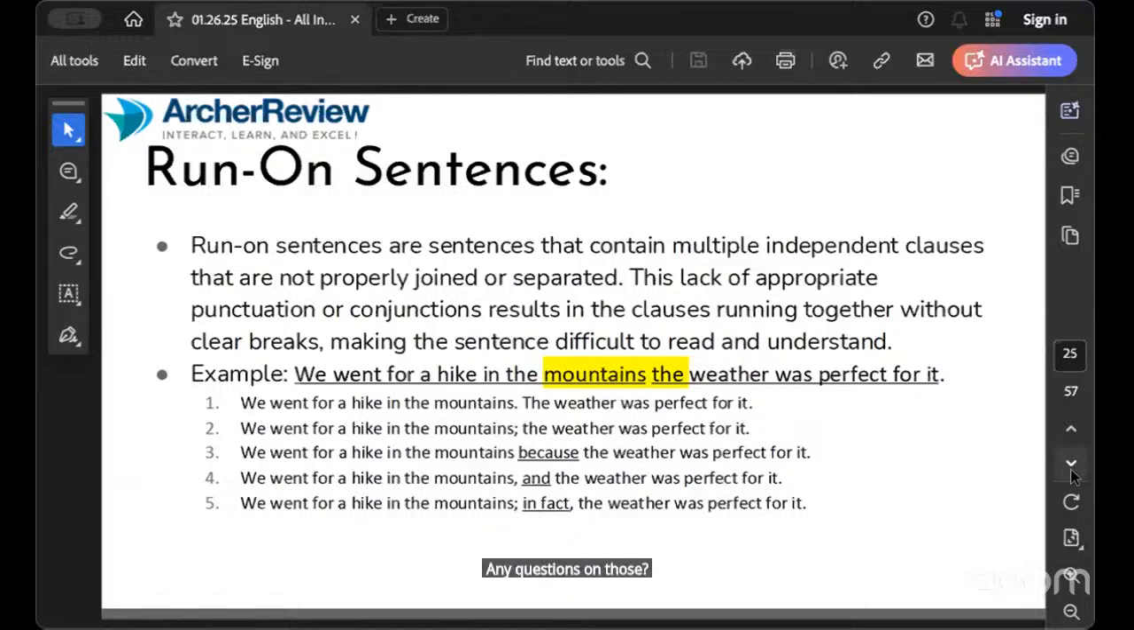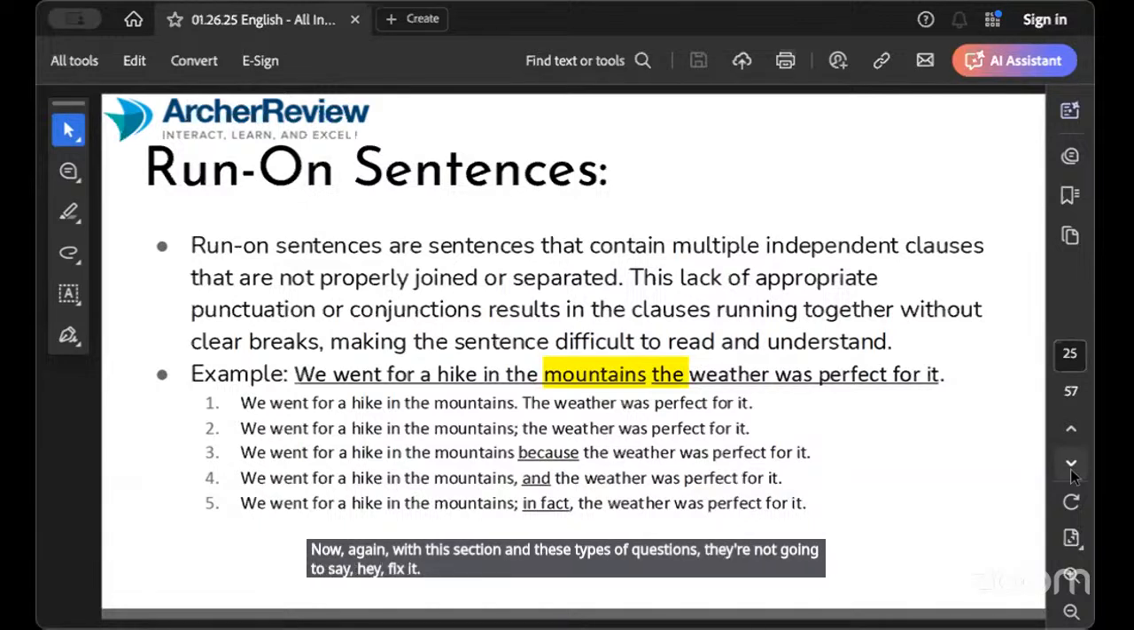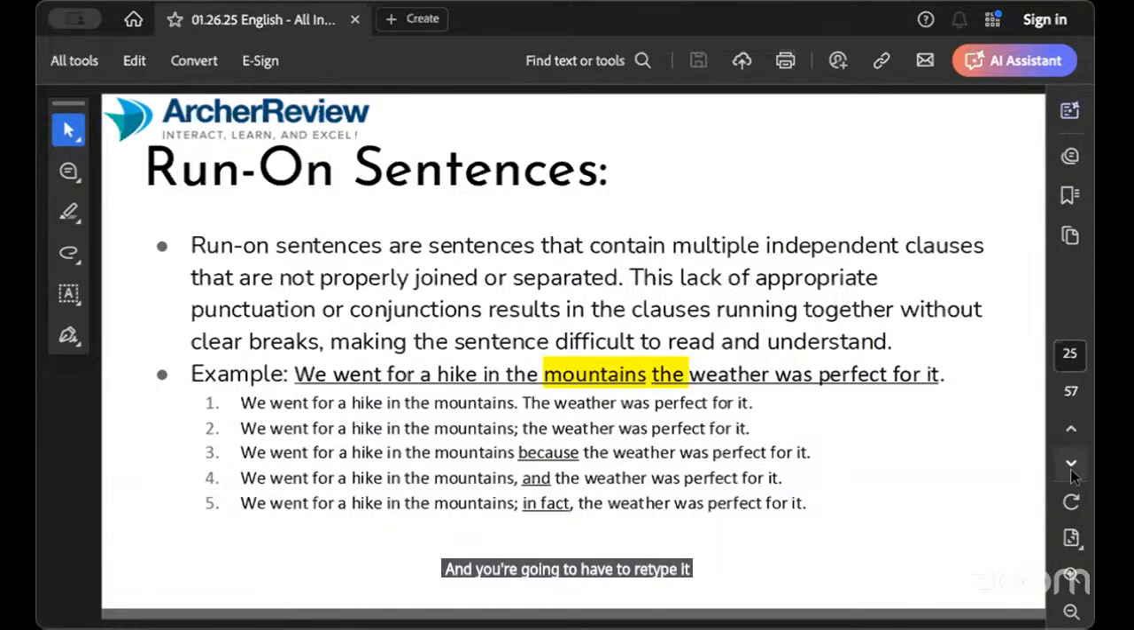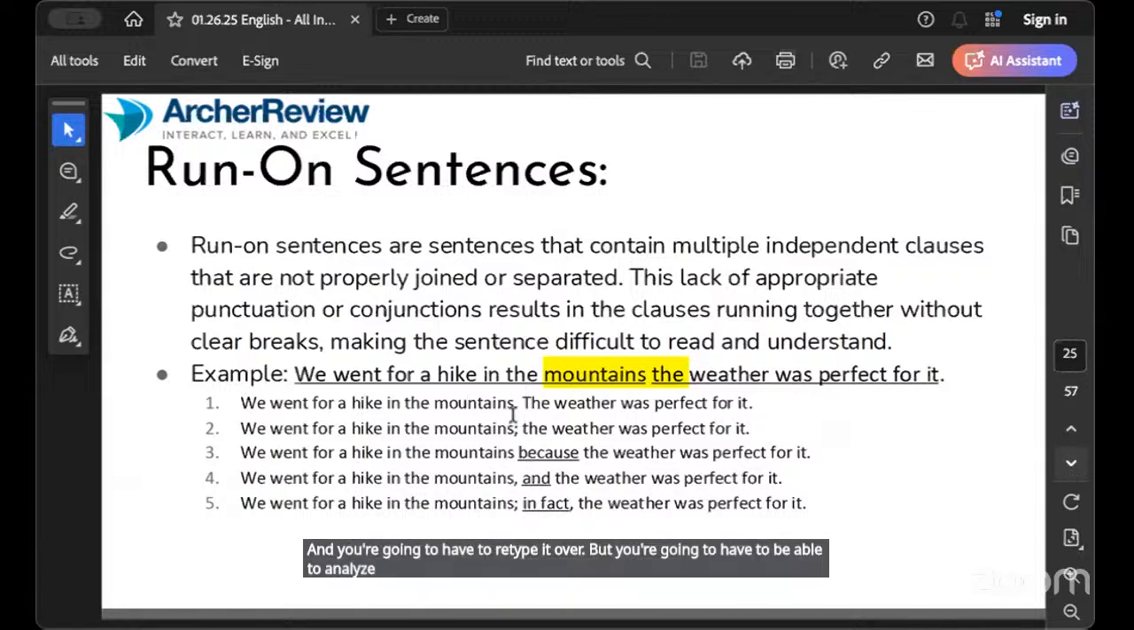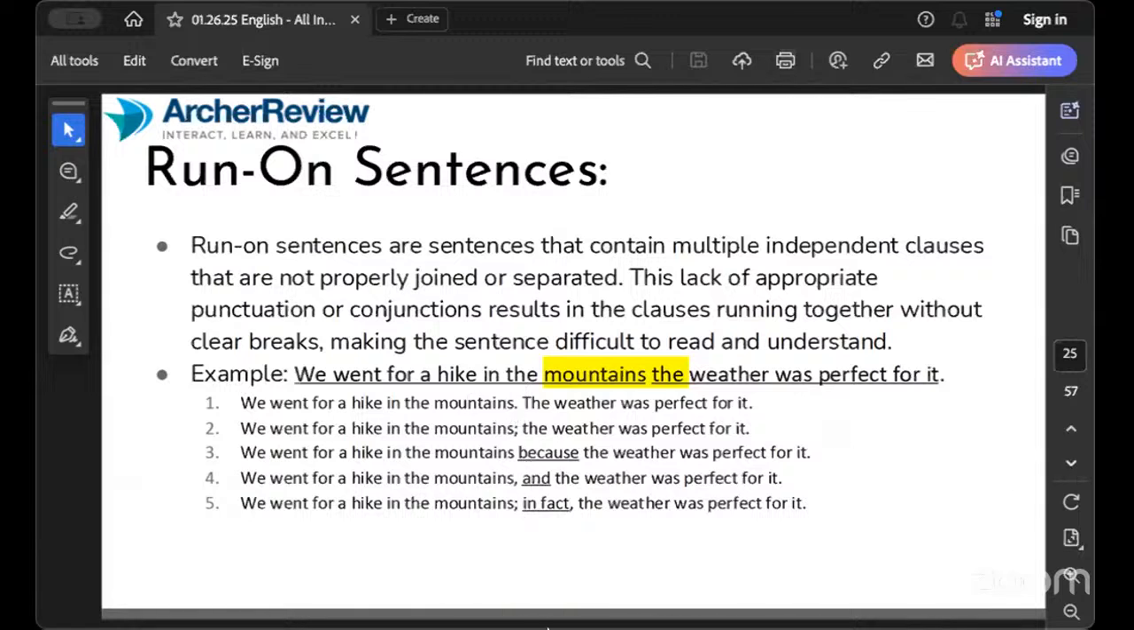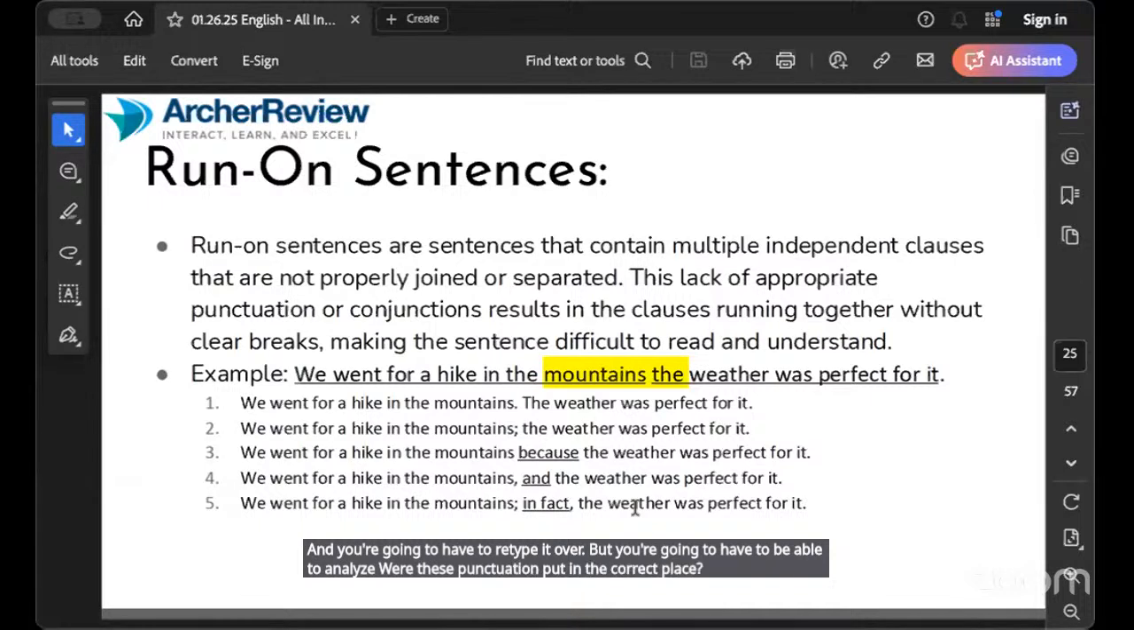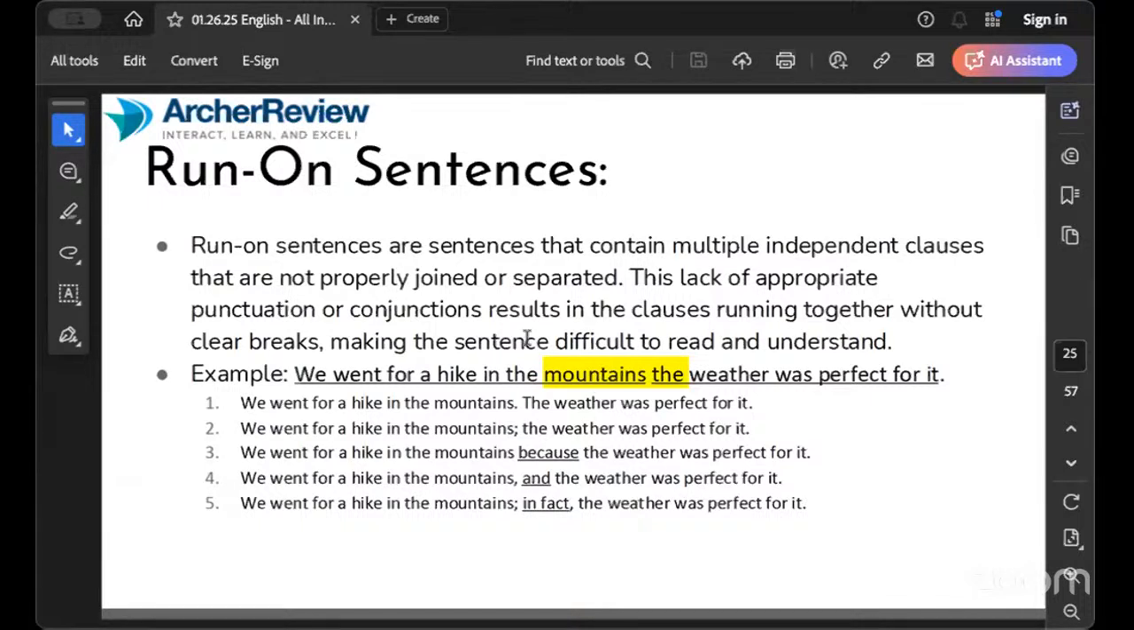Now, again, with this section and these types of questions, they're not going to say, hey, fix it, and you're going to have to retype it over. No, but you're going to have to be able to analyze, were these punctuation marks put in the correct place? Or is it a run-on sentence like illustrated here?